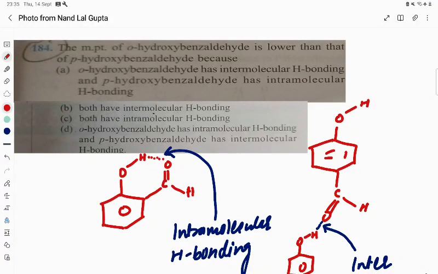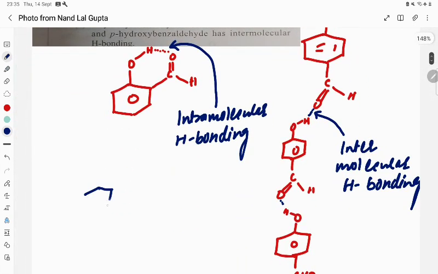Hello student, let's try to understand a problem. Very simple problem. What is this? The melting point of orthohydroxybenzaldehyde. So this is orthohydroxybenzaldehyde if you are making the diagram. So how can you make the orthohydroxybenzaldehyde?